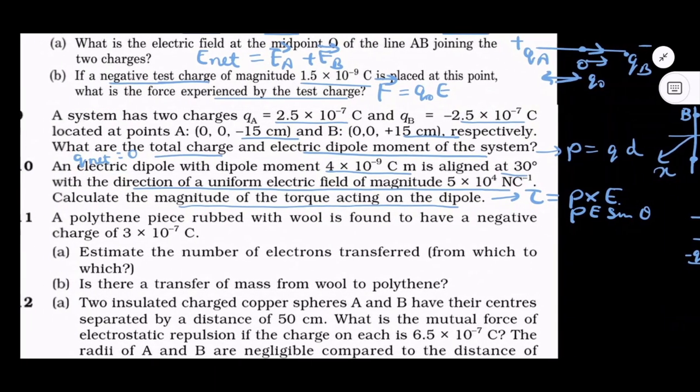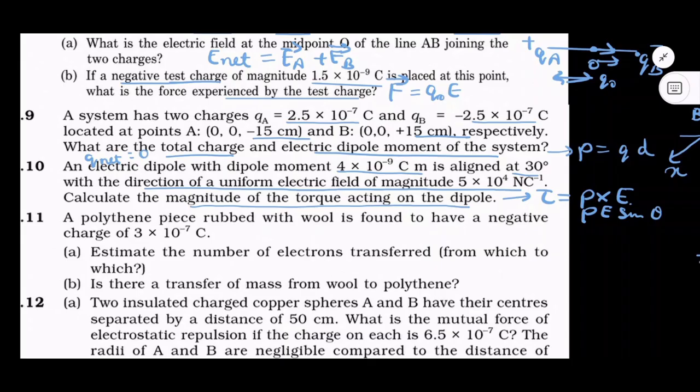Okay, so the next question is: a polythene piece rubbed with wool is found to have a negative charge of this amount. Now you have to estimate the number of electrons transferred. Again we'll apply the formula q equals Ne. So we have to calculate the number of electrons transferred when the polythene piece is rubbed with wool. We are given the charge, so we can substitute the value and get the value of N.